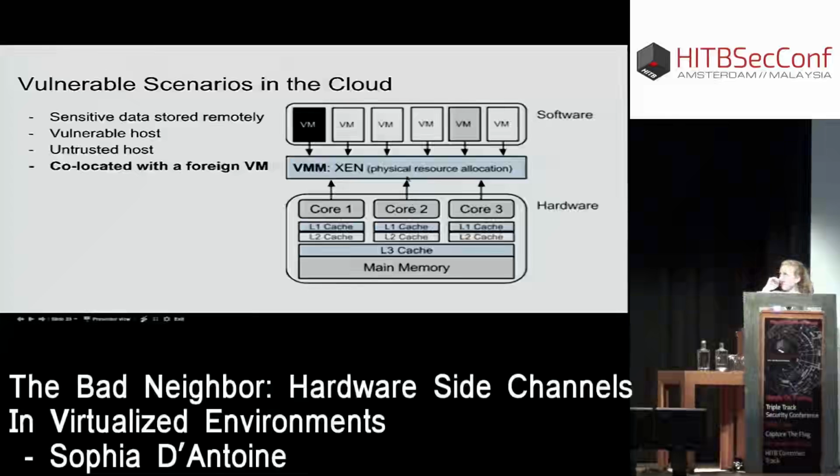All right, so in the cloud, kind of taking a step back, there's a few different attack scenarios, right? So a lot of people may not store their data in the cloud because it's stored remotely. They don't have physical access to that piece of hardware storing their data. The host might be vulnerable or untrustable, but the one we're focusing on is the fact that your processes are co-located with foreign VMs, with foreign processes, and they're sharing that physical hardware down here.